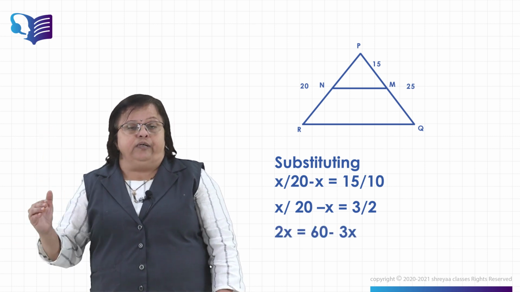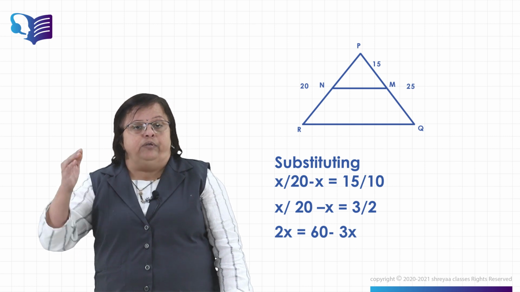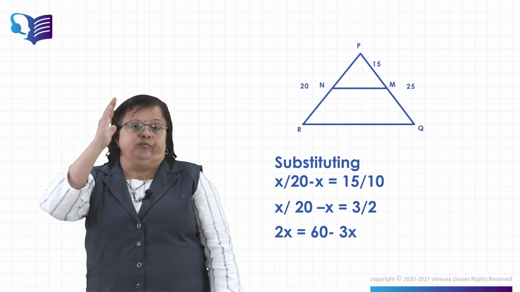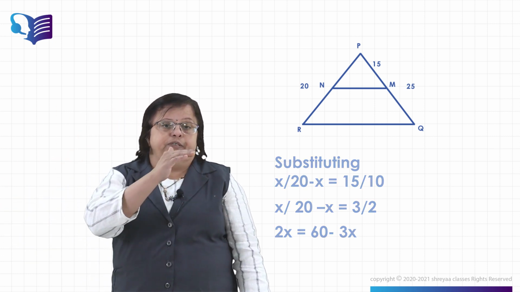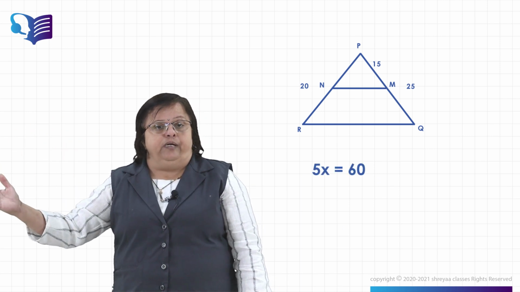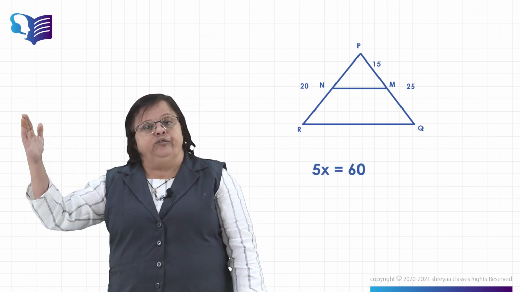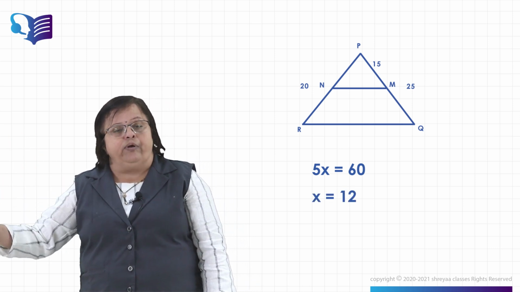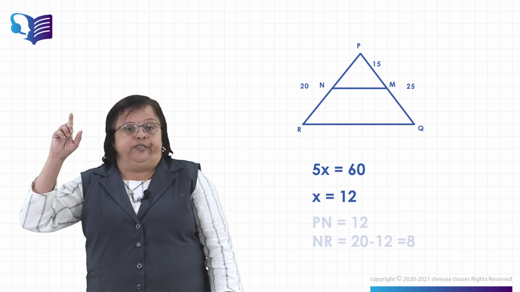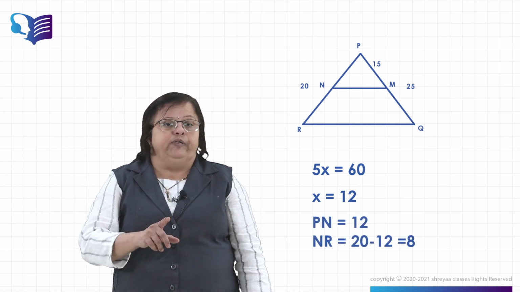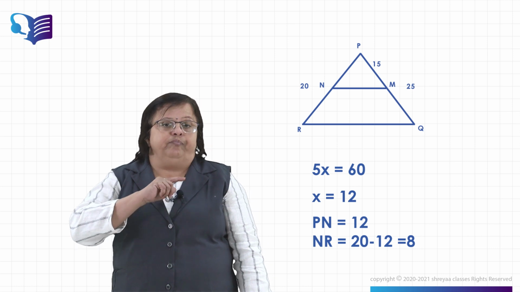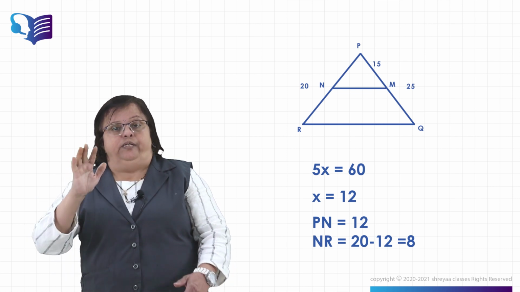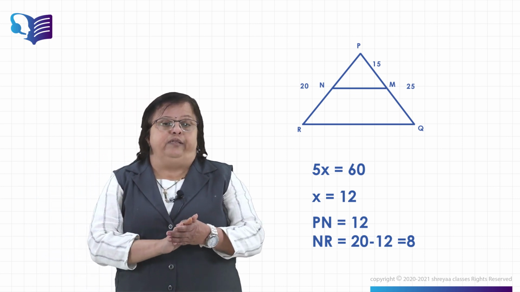So, you will get 2x is equal to 60 minus 3x. We can take minus 3x on the left hand side. Therefore, 2x plus 3x is equal to 60. That is 5x is equal to 60. Therefore, x is equal to 60 upon 5, that is equal to 12. So, what is x? x is PN, correct. Therefore, how will you find out NR? NR will be PR minus PN, 20 minus 12, which is equal to 8. Therefore, we get the value of NR as 8.